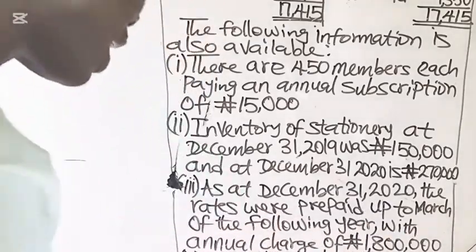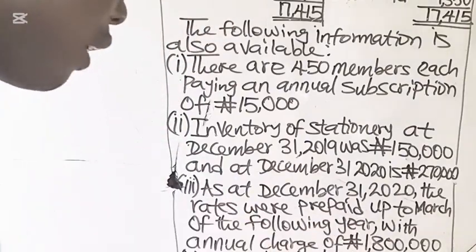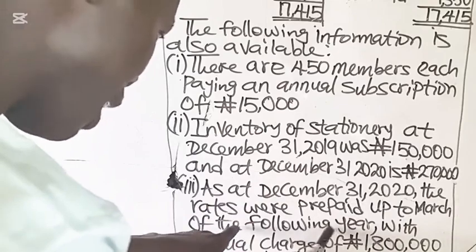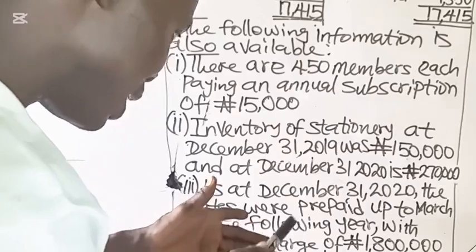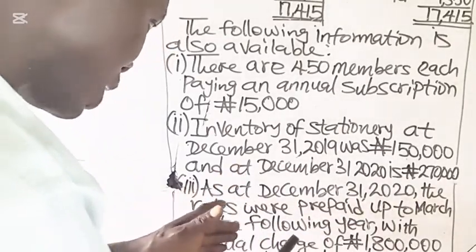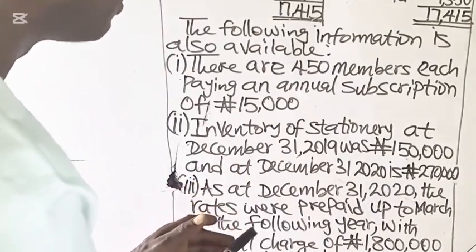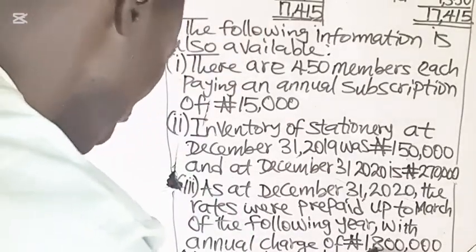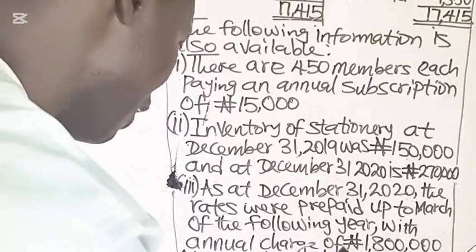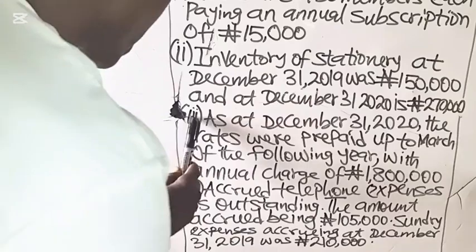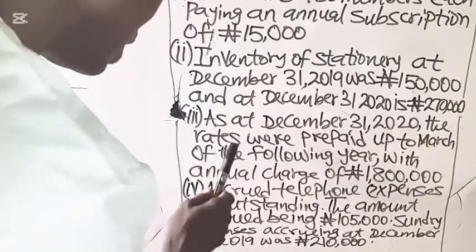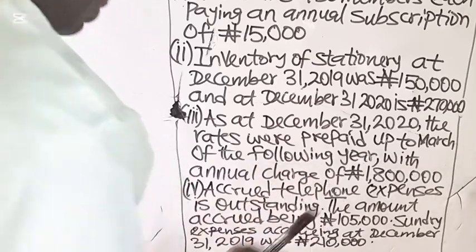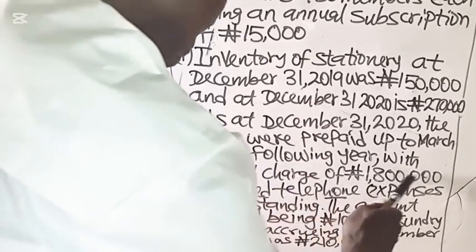As at December 31st, 2020, the rates were prepaid up to March. That shows that the rate you were given was a rate of 15 months. The year 2020 is 12 months, and March of the following year, you have January, February, March, making 3 months. 3 plus the 12 months in 2020 is 15 months. If you check your receipts and payments account, you see the rate of 1.8 million there, and that is the amount they were referring to, with an annual charge of 1.8 million.